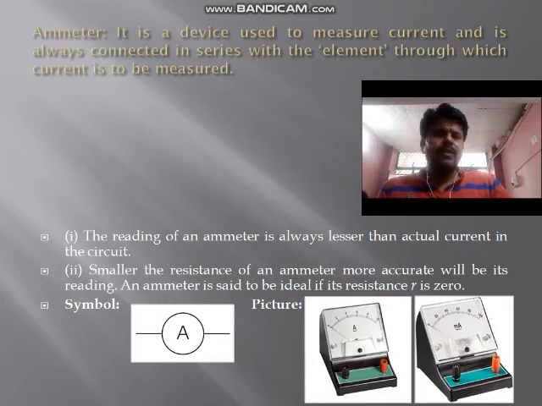The smaller the resistance of an ammeter, the more accurate will be its reading. An ammeter is said to be ideal if its resistance is zero. The symbolic diagram and the picture are shown.